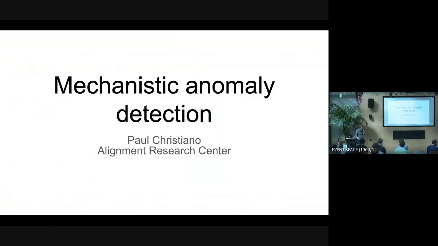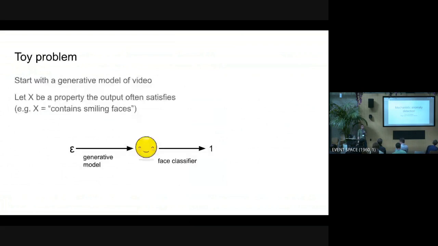So I'm going to be talking about mechanistic anomaly detection, trying to motivate what ARC is currently working on. I'm mostly going to try and motivate the question rather than presenting partial answers, because I have 6 minutes and we don't have that many answers. So I'm going to start with the toy problem. Actually, I'll start with a very general setting and then describe a toy instance.